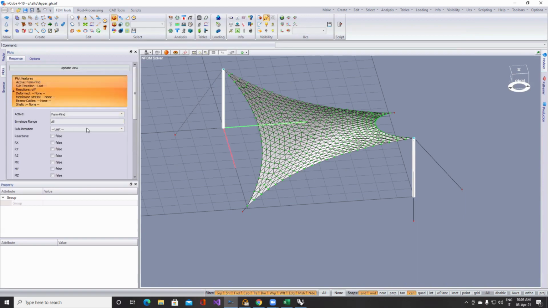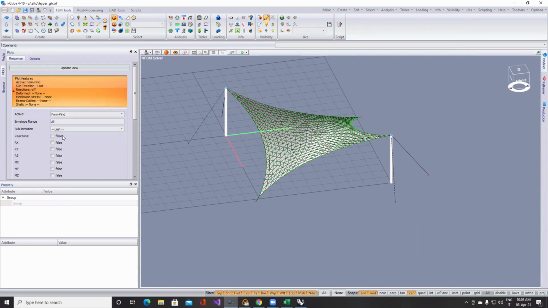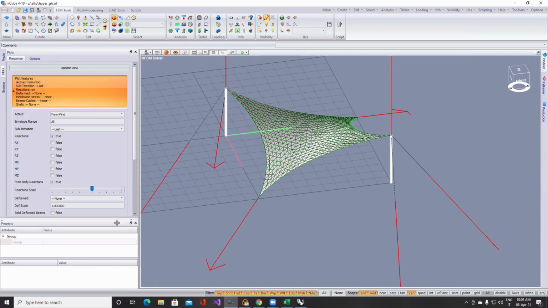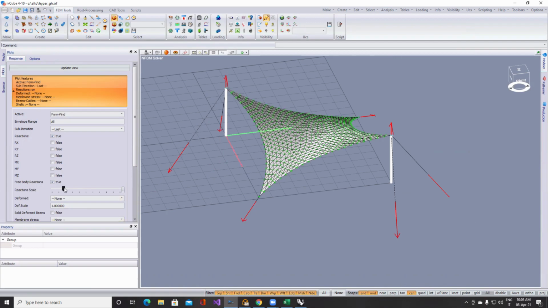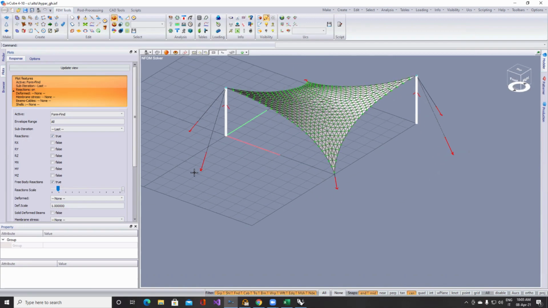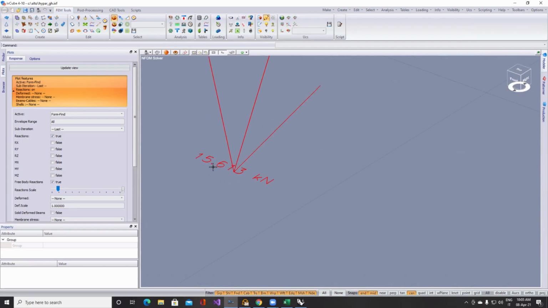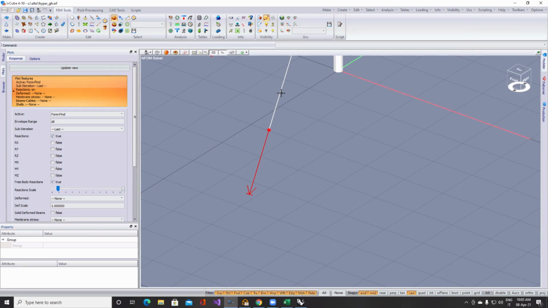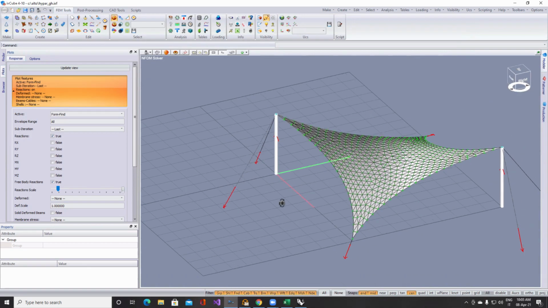So basically, we have run the form finding. We can give a look at the reaction forces. You see the reaction forces. You remember that I have set 10 kilonewtons for the stay cables, the initial pretension, but at the end, the initial pretension is 15.6 kilonewtons. This equilibrium force is the initial pretension.